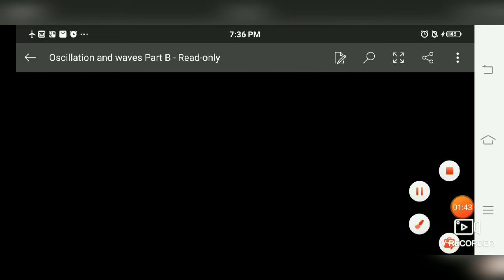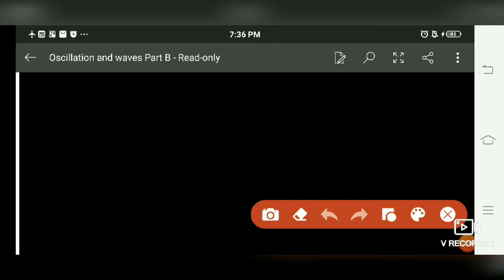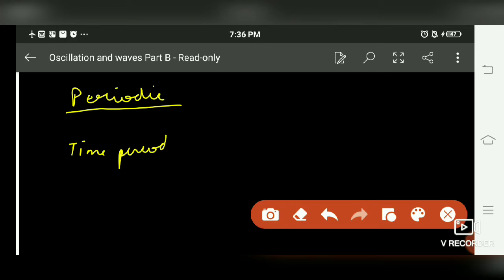Different terms. There are a few different terms which are related to periodic motion. Like first is time period. It is the time required to complete one oscillation or one periodic motion.